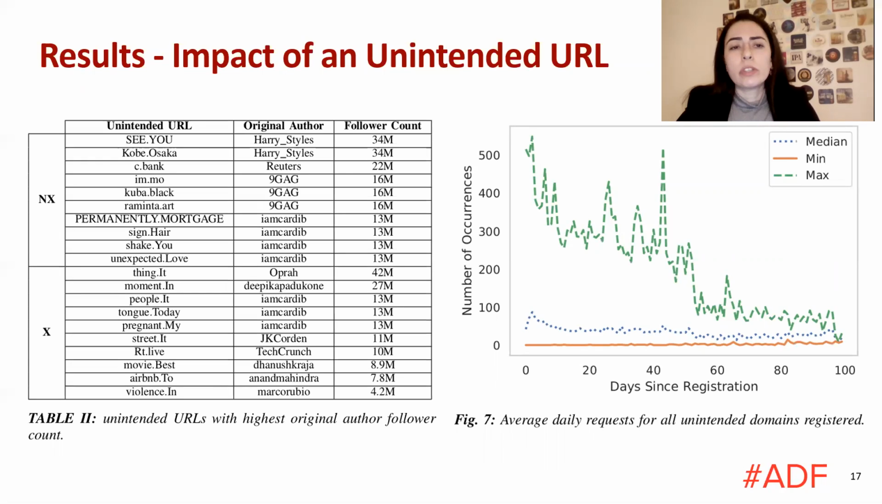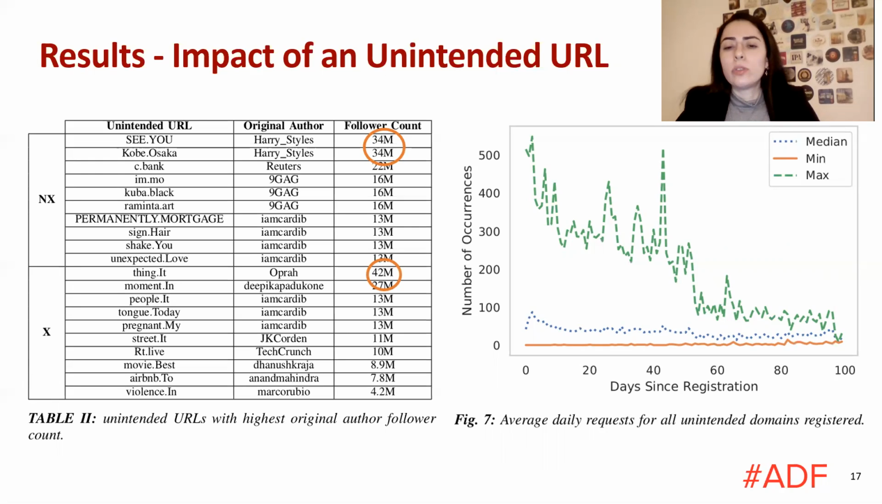After that, we wanted to understand the impact of an unintended URL. So on the left side here, we have a table that shows unintended URLs with highest original author follower count. And you can see that Harry Styles posted 2 unintended URLs during our experiments, and he has around 34 million followers. Similarly, Oprah posted 1, and she has around 42 million followers.